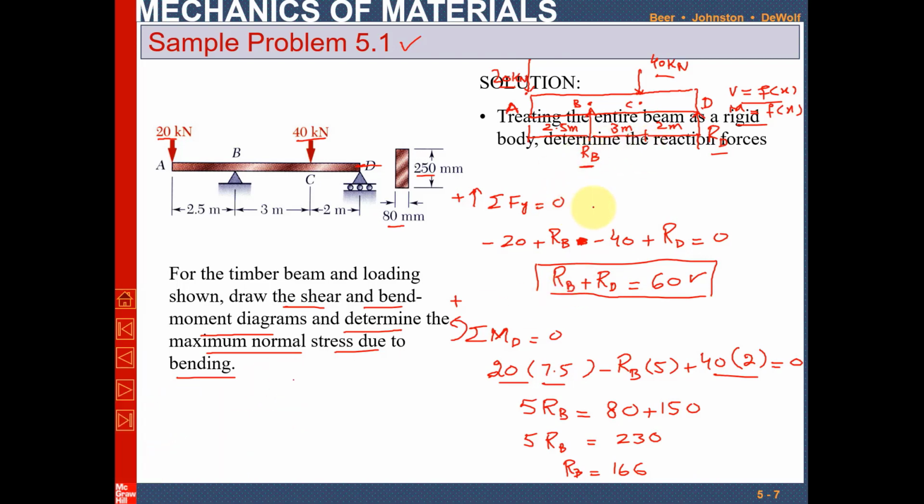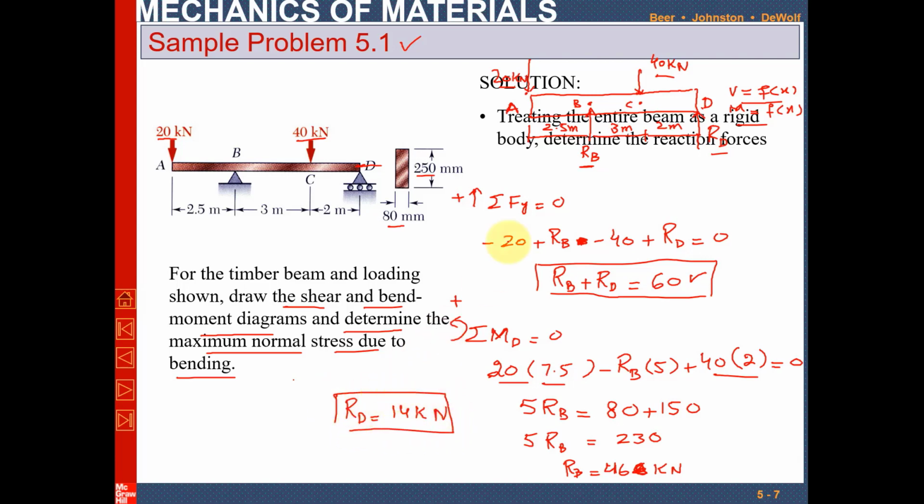It's not easy. Okay. Let me check why it's not working. So basically that was 46 kilonewton and RD was 14 kilonewton.